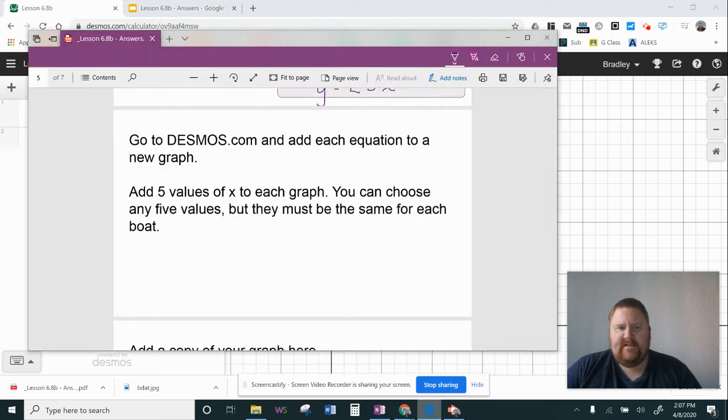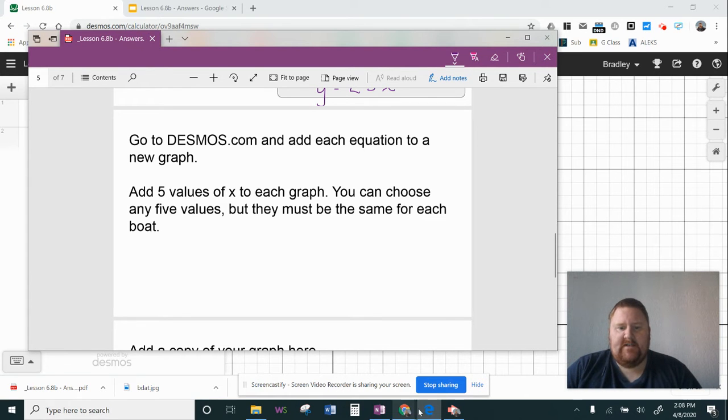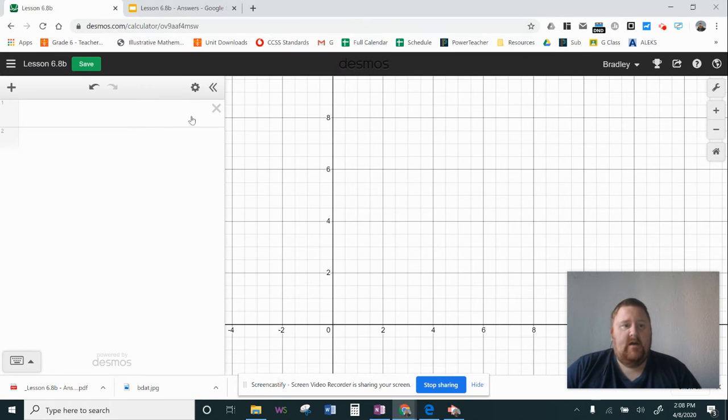Okay, so the next part of the activity asked you to go to Desmos and add each equation to a new graph. Desmos.com. And then it says add 5 values of x to each graph. You can choose any 5 values, but they must be the same for each boat. All right, so heading on over to Desmos, I've already signed in over here.